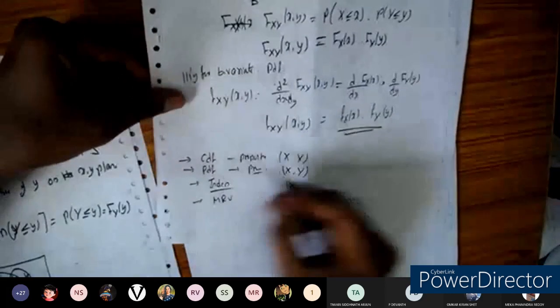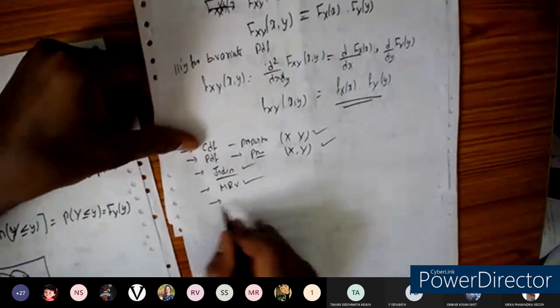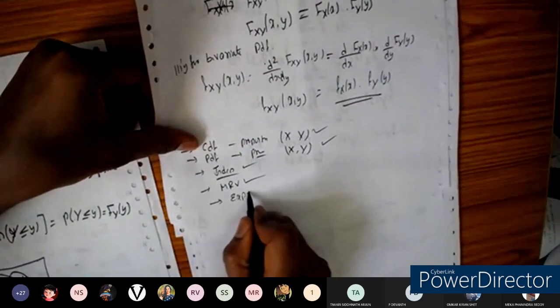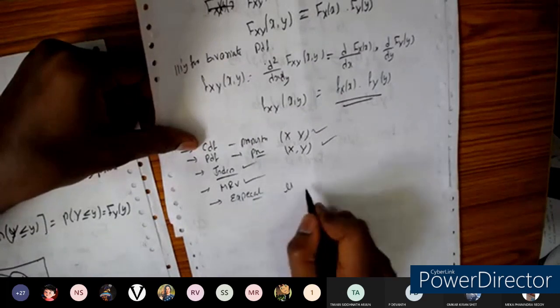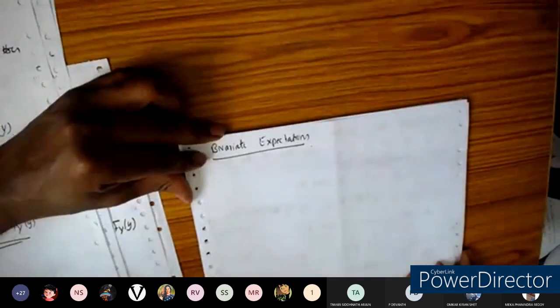So any doubts? We have seen the concepts so far: the CDF, independence, and multiple random variables. Next we are going to see expectations. Expectation is nothing but the mean, variance, covariance like that. So, bivariate expectations.